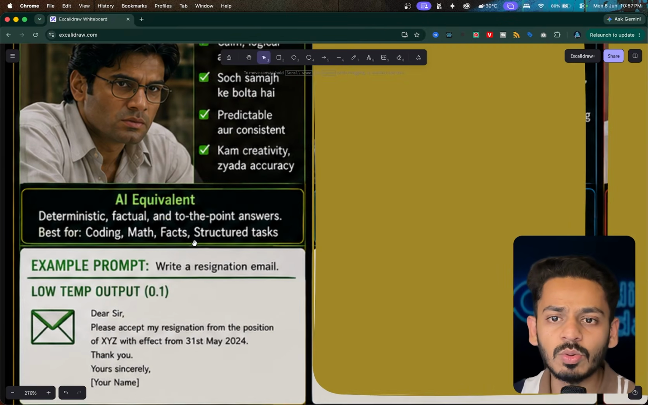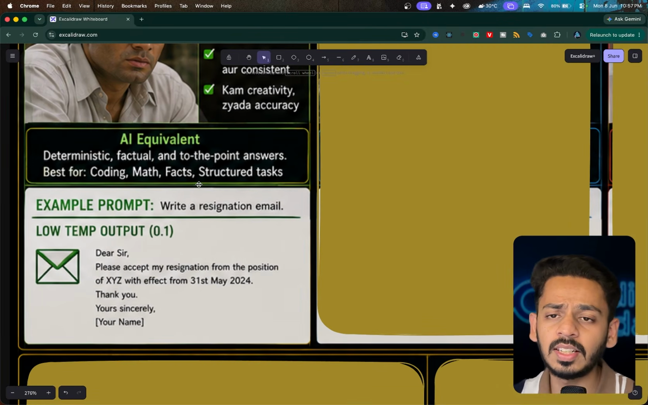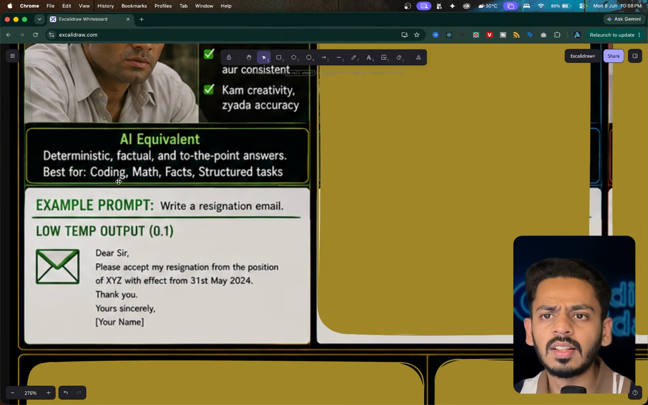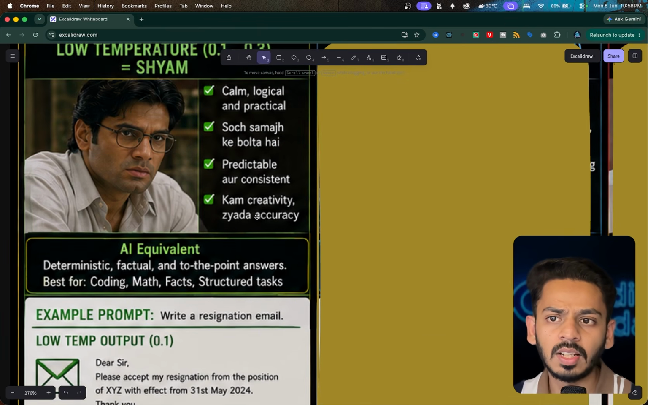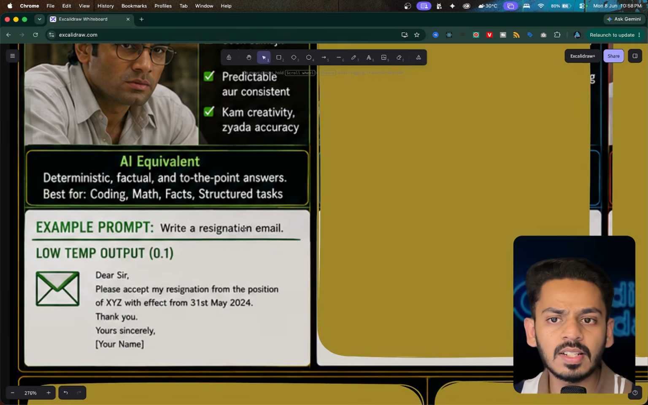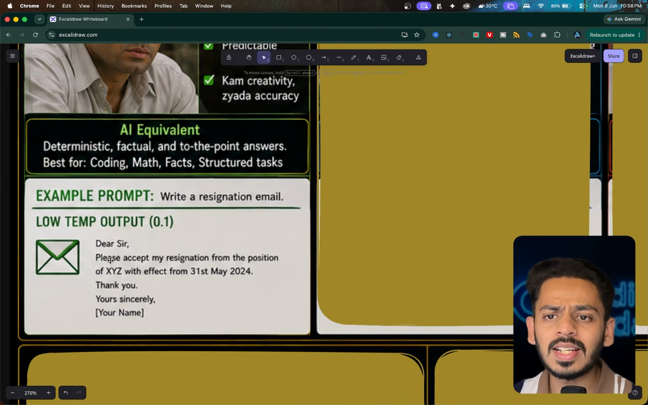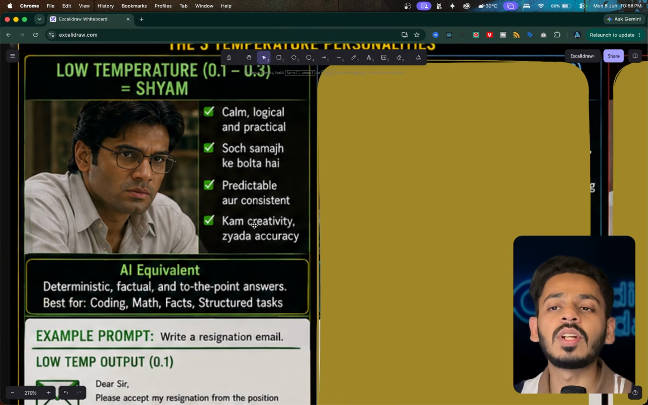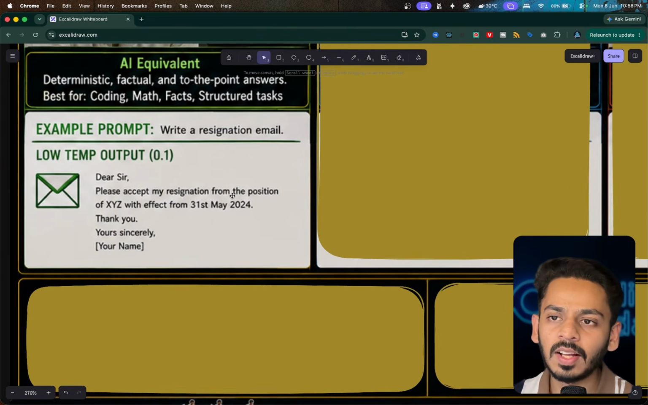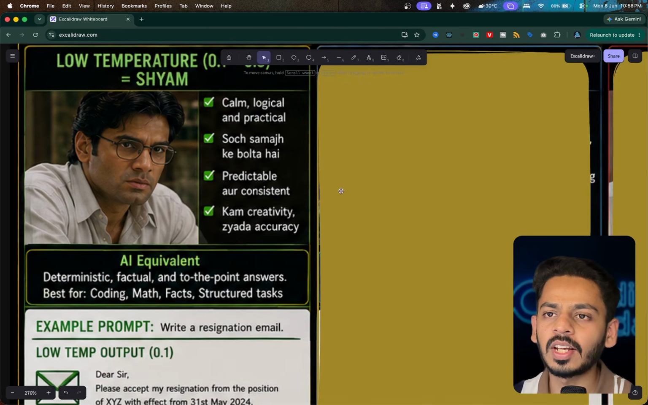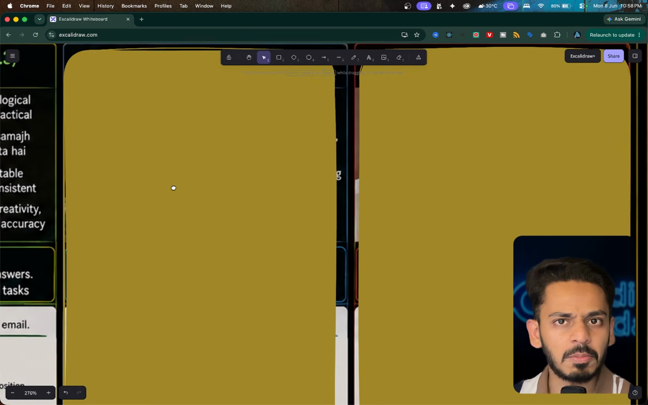Let's say Shyam has to write a resignation email. He's working in a company and has to write a resignation email. The temperature here is very low, so it's very predictable, and as I said, we get to-the-point answers. It says, Dear sir, please accept my resignation from the position of XYZ effective from 31st May. Thank you, yours sincerely, and your name. That's it. If Shyam is told to write a resignation, this is how Shyam will give you the resignation. That's it. No nonsense, nothing else.